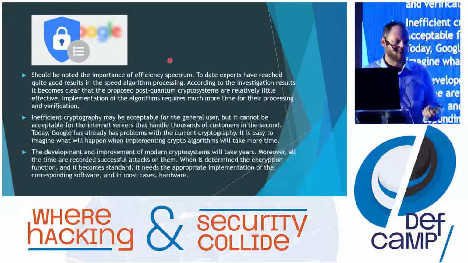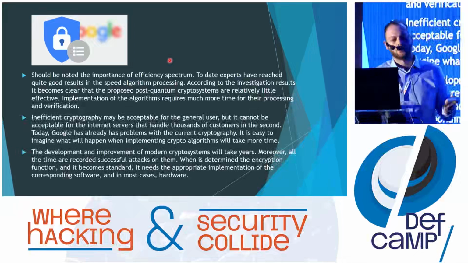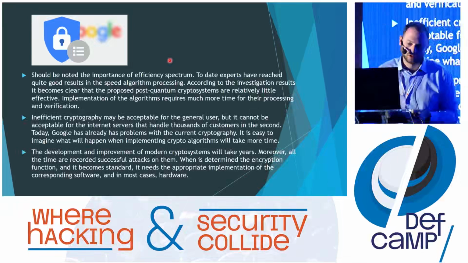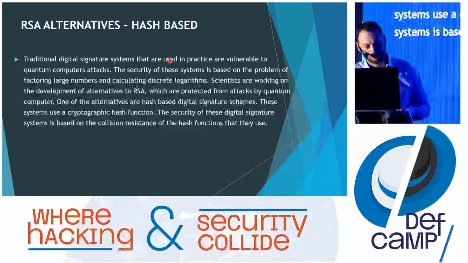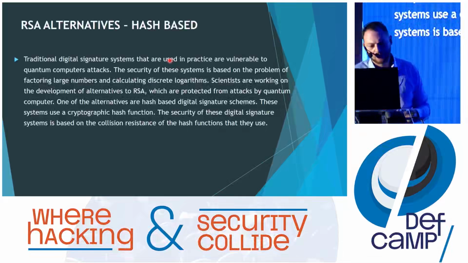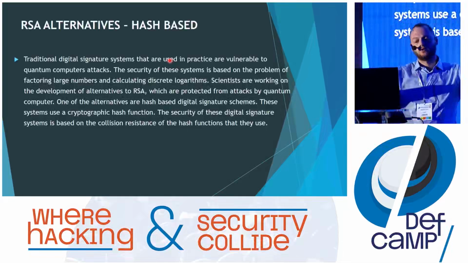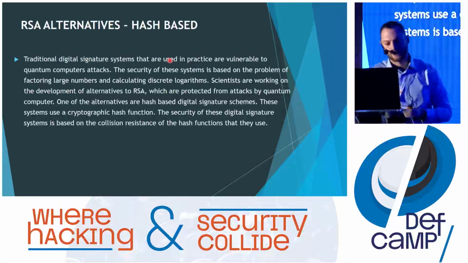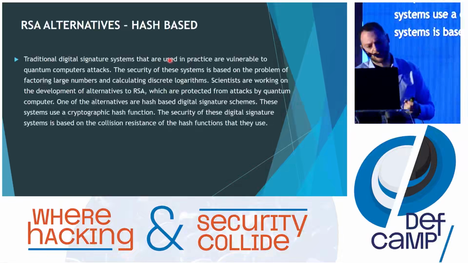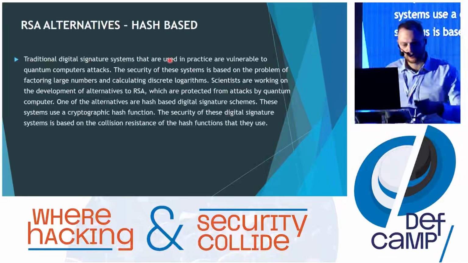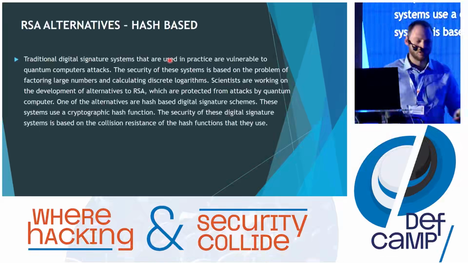Inefficient cryptography can be okay for us, but for a server that handles 1,000 processes per second, it is impossible to have inefficient cryptography. So let us talk, as I promised, about hash-based digital signatures. It's very important because a quantum computer breaks RSA and other digital signatures that are based on difficult mathematical problems. These hash-based digital signatures use just the hash function, and the security is based on the collision resistance of this hash function.